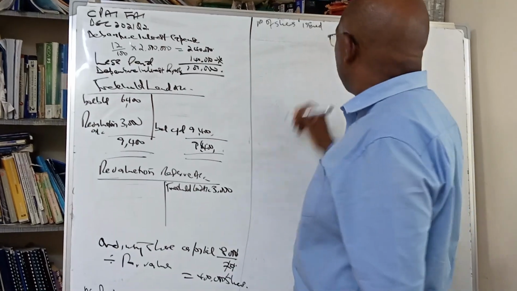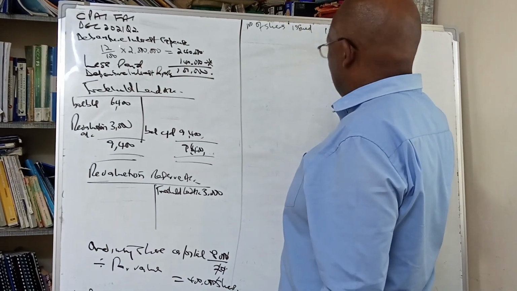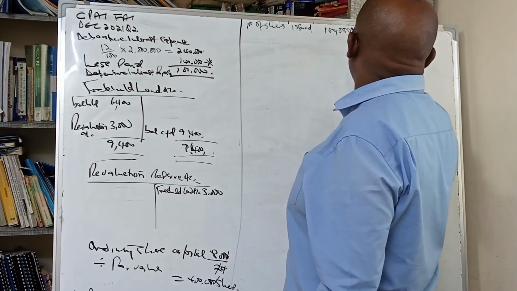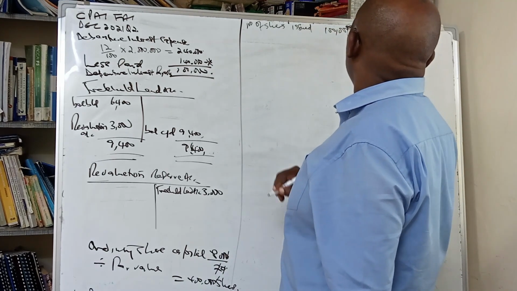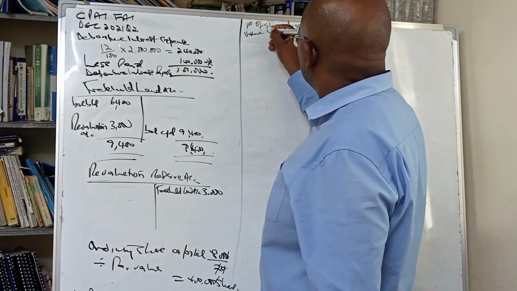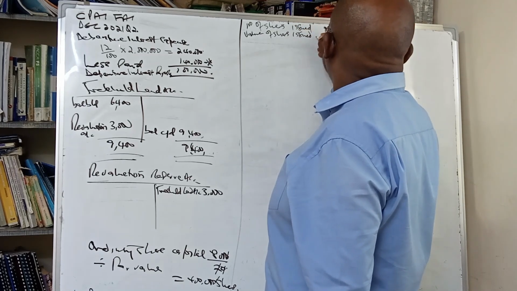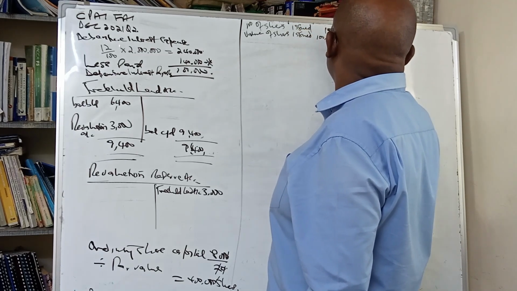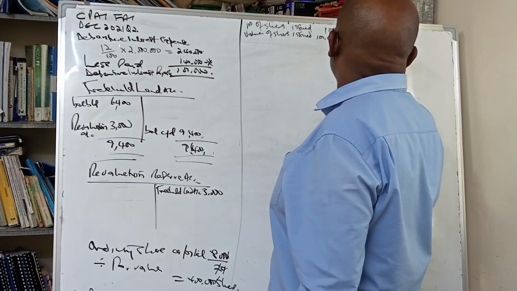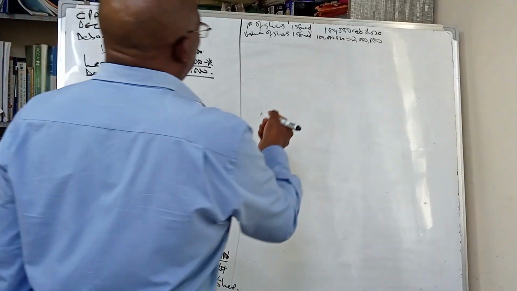400 divided by 4 is 100,000 shares, and we are saying that they are being issued at shillings 20. Therefore the value of shares issued is 100,000 times 20, which is equal to 2 million. So we are issuing shares.